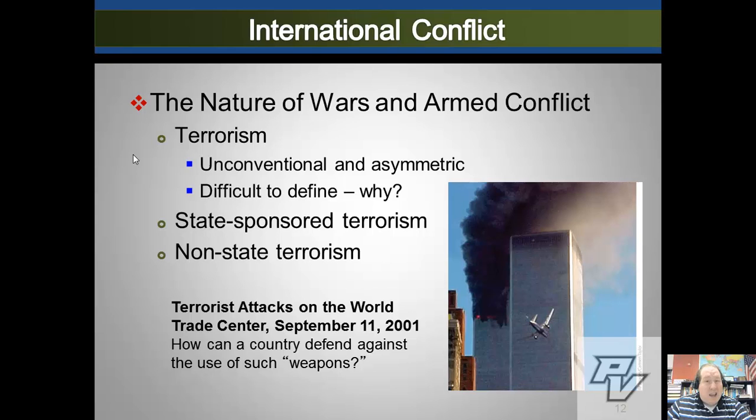Then there's non-state terrorism, which is the one we're most familiar with. If you think back to September 11th, the attacks by Al-Qaeda on the Pentagon, the World Trade Center, and upon the fourth flight, which crashed in Shanksville, Pennsylvania. This form of non-state terrorism was extremely difficult to defend against. And we asked the question below, how can a country defend against the use of such weapons? Well, we found it useful to try and increase the security in our lives. Is that enough? That's going to be a question we'll consider a little later on as we talk about terrorism.